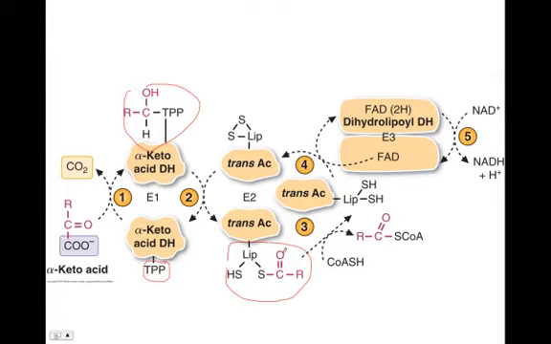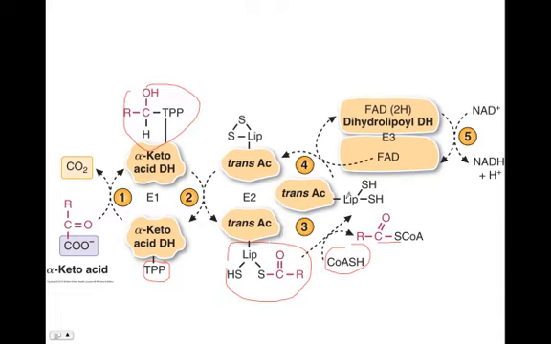In step 3, shown here, the acetyl group is transferred to CoA. This is still a high-energy thioester bond, and it uses the same enzyme as in step 2. The following step is required to regenerate lipoic acid.